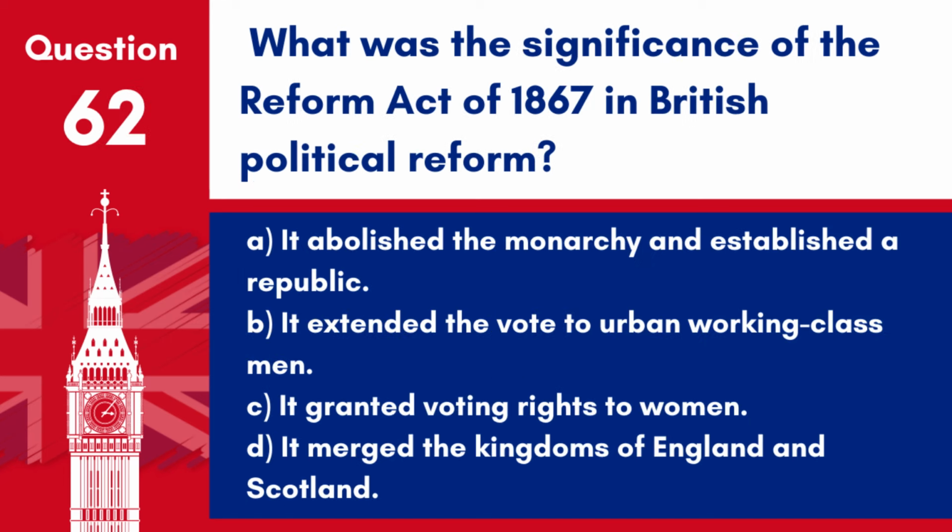Question 62. What was the significance of the Reform Act of 1867 in British political reform? A. It abolished the monarchy and established a republic. B. It extended the vote to urban working-class men. C. It granted voting rights to women. D. It merged the kingdoms of England and Scotland.